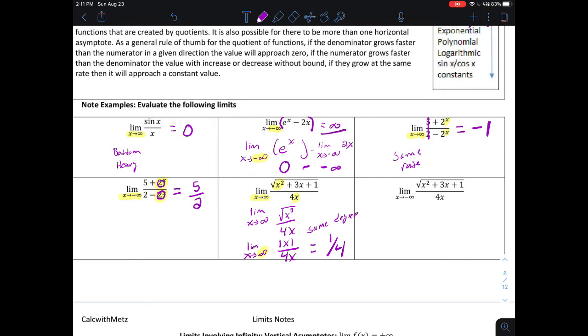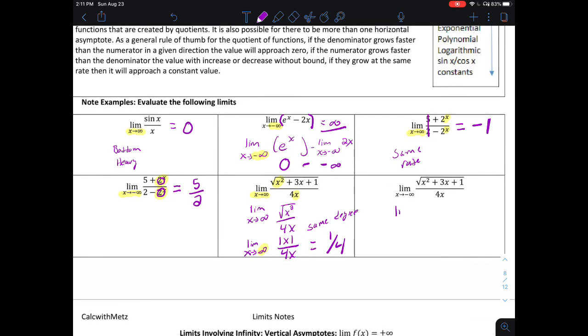Last example we have for these end behavior limits, we have basically the same function, but we're heading in the other direction. So we had the limit as x heads towards negative infinity of the square root of x squared. I just used the highest degree terms over 4x. And we simplified that to the limit as x heads towards negative infinity of the absolute value of x over 4x. Now, in our rules, we said, hey, if they're the same degree, it's ratio of coefficients.